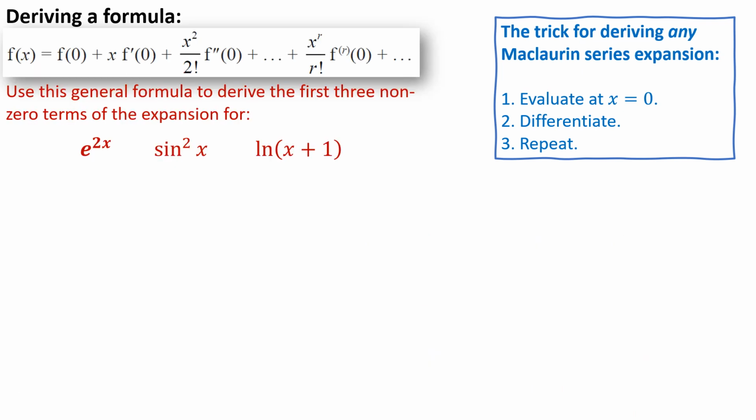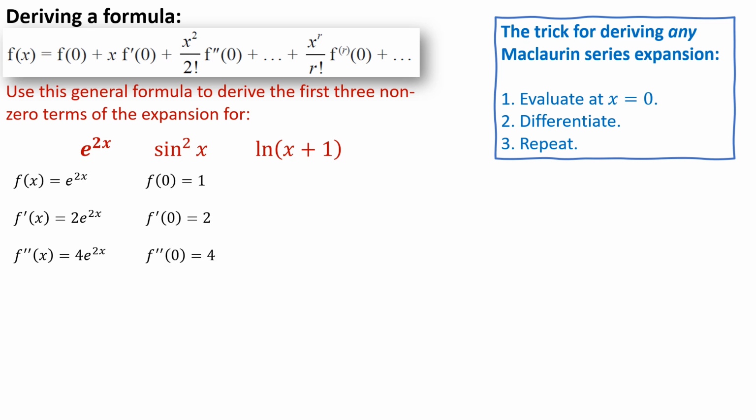Let's take a look at the first example, e to the 2x. So the process is this three-step trick. Evaluate at x equals 0, differentiate, evaluate that at x equals 0, go back and differentiate again, evaluate that at x equals 0, and so on. F of x is e to the 2x. The derivative f dashed, 2e to the 2x, a bit of quick chain rule. Chain rule one more time for the second derivative, 4e to the 2x.